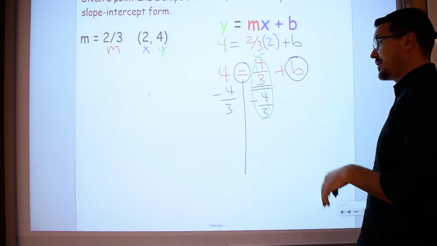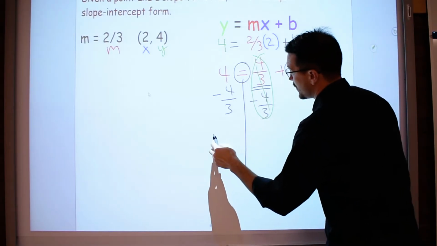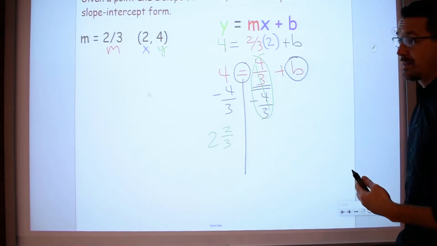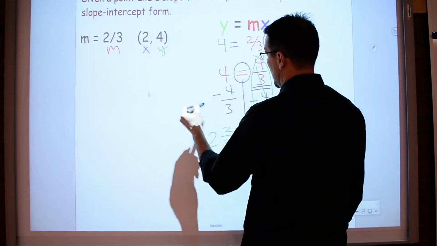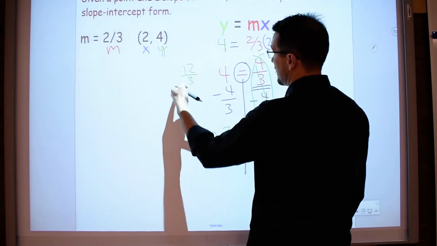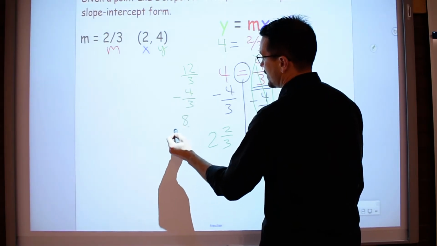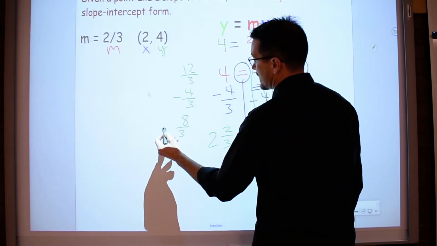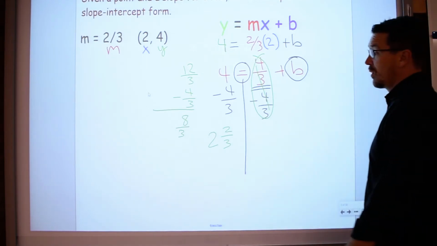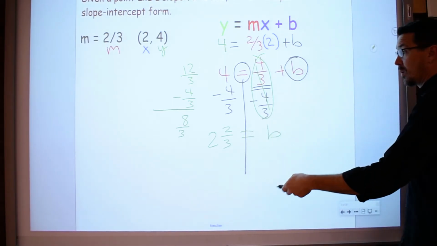And now I get 4 minus 4/3, well that's going to be 2 and 2/3. Or if you don't understand how I got that, we're talking about thirds here, so this would be 12/3, because 12 divided by 3 is 4, minus 4/3 is 8/3. And 8/3 simplifies down to 2 2/3, or I could leave it as 8/3. It's up to you. So now I know what b equals. B equals that, or 8/3.